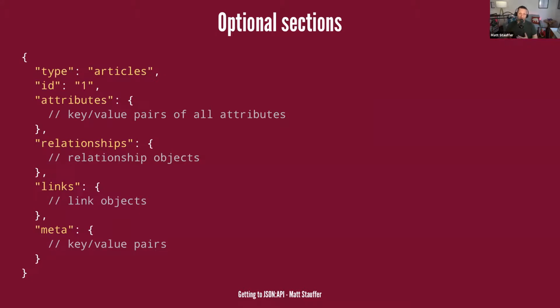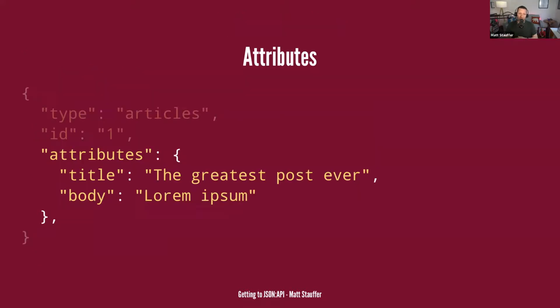Relationships, which I'll show you how it's shaped, but it's information about the related items, comments on an article or whatever. Links is that hypermedia stuff. And then meta is, again, anything you want. Just like it was in the root, it's also meta here. Whatever random JSON pairs you want. And with attributes, it's very simple stuff. It's just JSON, title, greatest post ever, body, lorem ipsum.